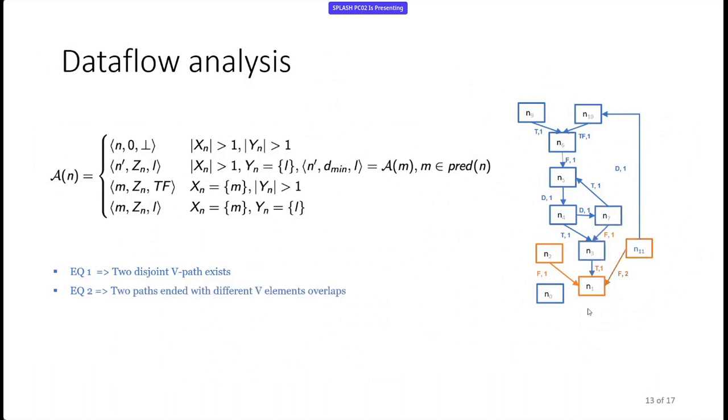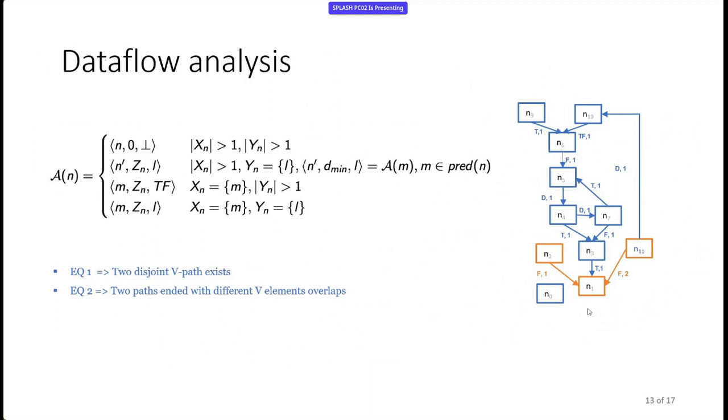The second equation says that two paths ended with different v elements, they overlap. For example, if you consider two paths n2 to n1 and n11 to n1, they are in the same branch. It means that these paths overlap, and in this case we update An by the end node in the set v that has the minimum distance. Basically, the minimum distance we have computed in Zn.